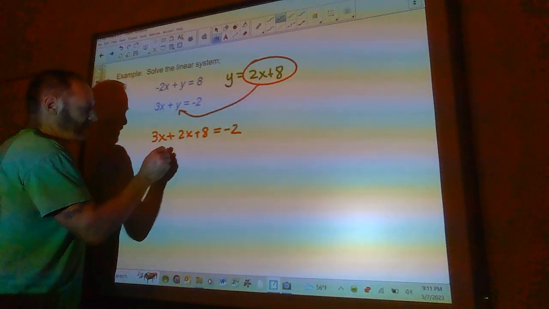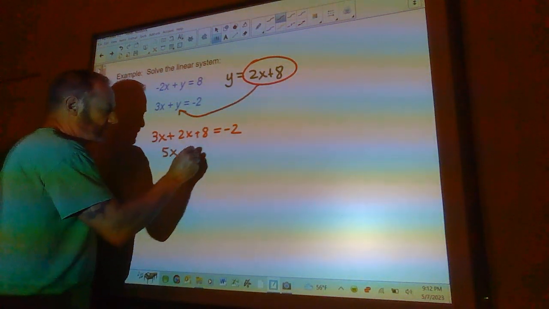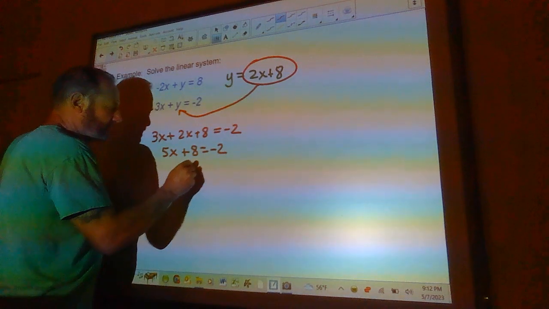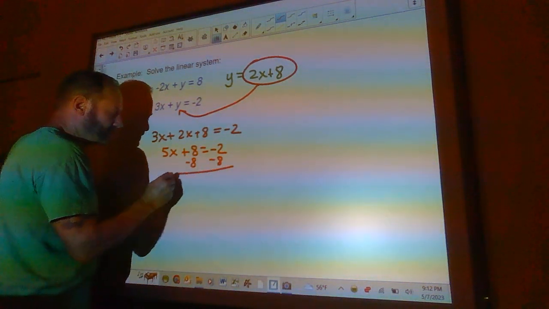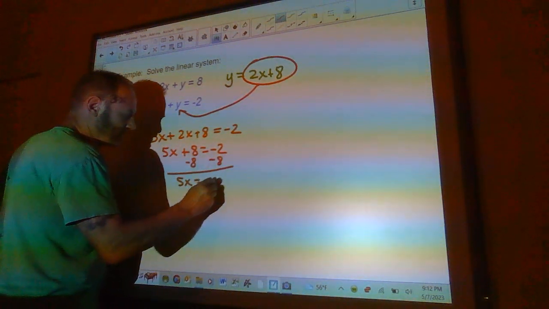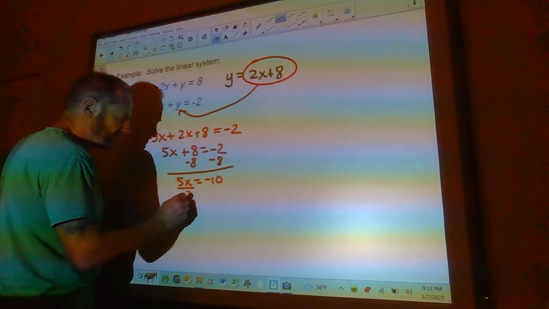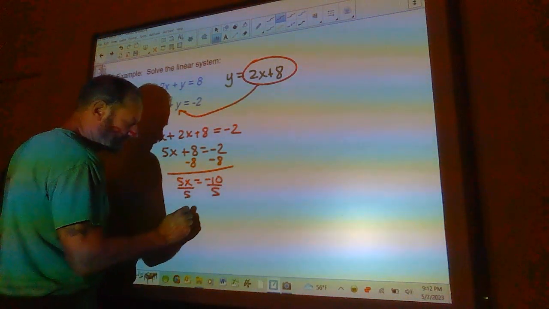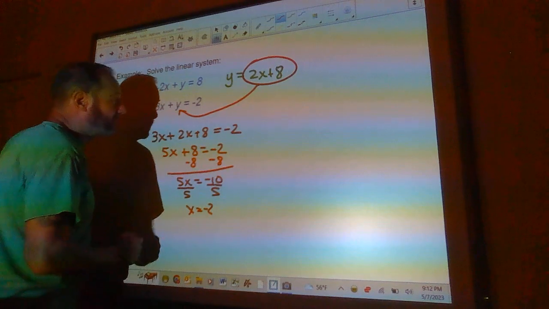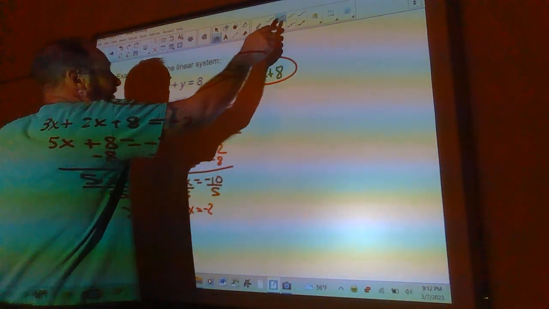And we're going to solve for our variable x. So we're going to combine our like terms, and we're going to move the 8. And then we're going to divide by 5. And x is going to equal negative 2. So we've got x is equal to negative 2.